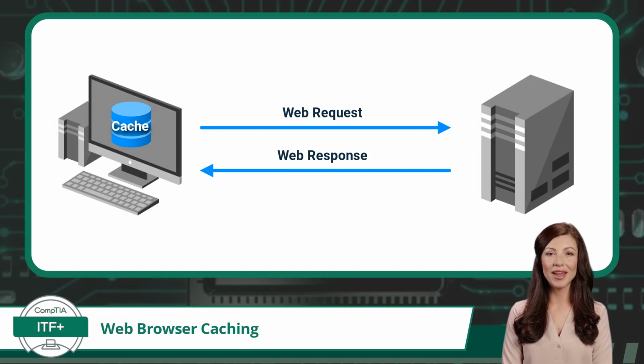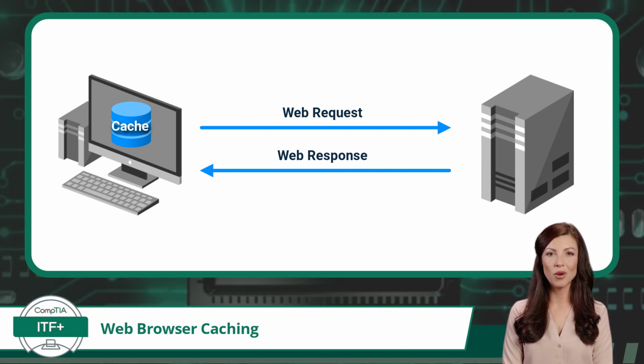Caching is like having a handy storage area on your browser. It saves copies of web pages, images, and other resources you've visited recently so that if you revisit those sites, your browser doesn't need to fetch everything from the internet again. Instead, it retrieves the stored resources from its cache, making the process much faster and more efficient.